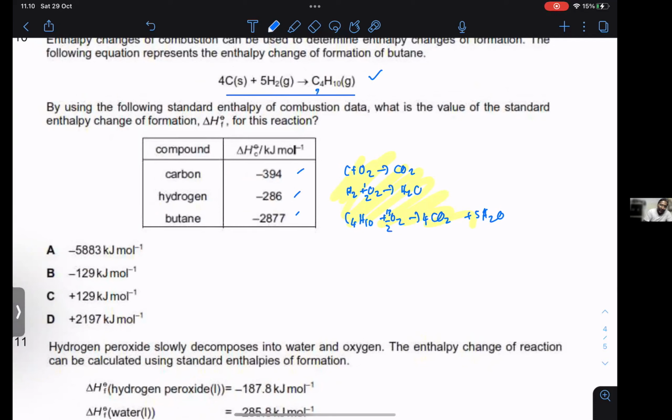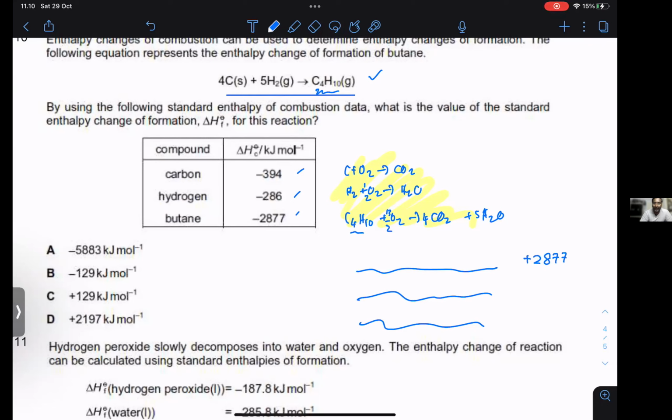So in this case, you want C4H10. Okay, C4H10 is over here. You want to make it to the right, so it means that you need to change it to the right. So the butane value, I'm not going to write all three equations. I'm going to simplify that. If I change the equation, my delta H is going to be plus 2877.